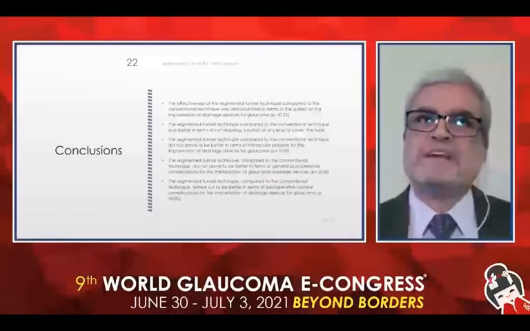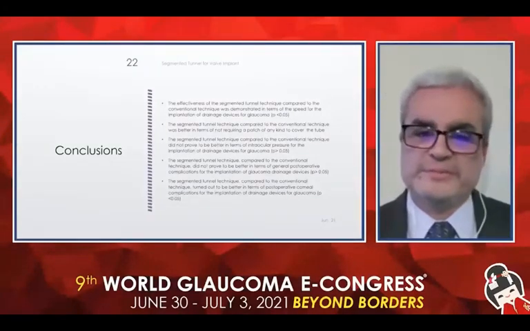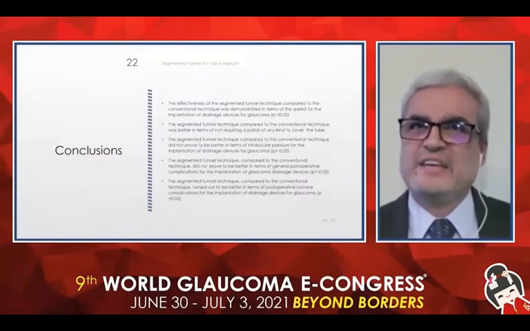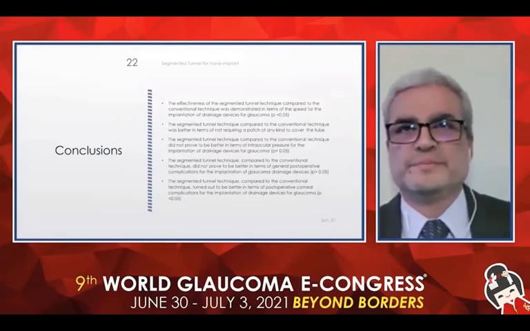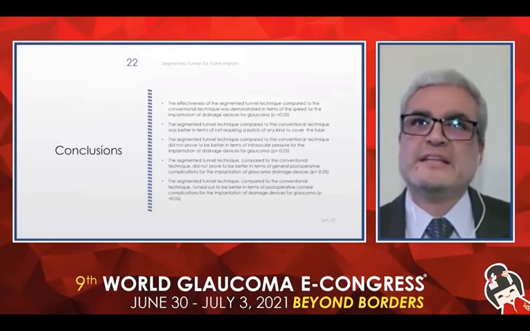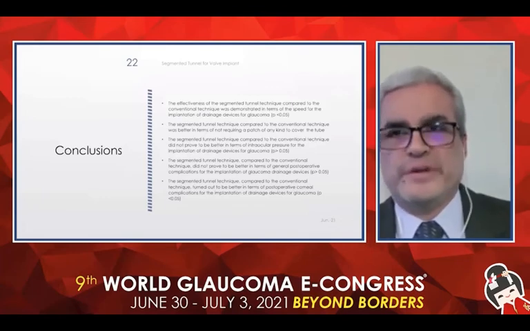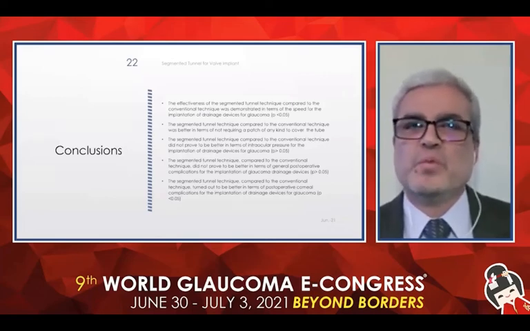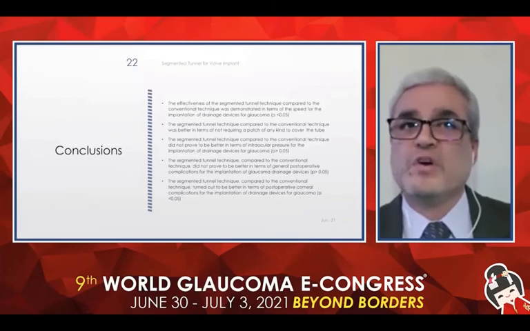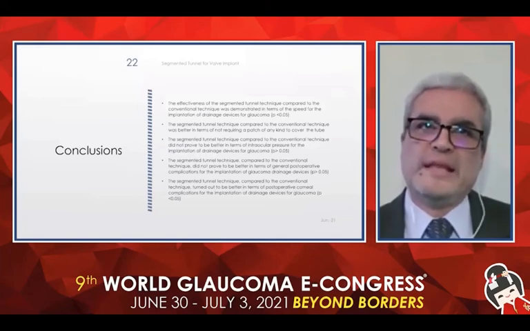Conclusions. The effectiveness of the segmented tunnel technique compared to the conventional technique was demonstrated in terms of the speed for the implantation. The technique was better in terms of not requiring a patch of any kind to cover the tube. The technique did not prove to be better in terms of intraocular pressure, but they both got adequate pressures. The segmented tunnel technique was better in terms of postoperative corneal complications for the implantation of drainage devices for glaucoma, with a P less than 0.05.